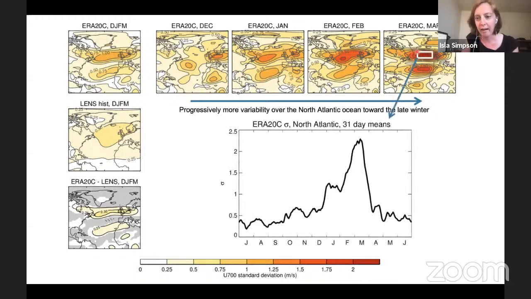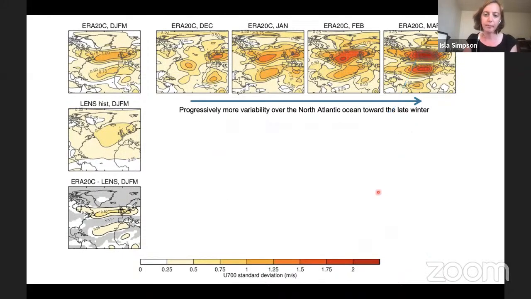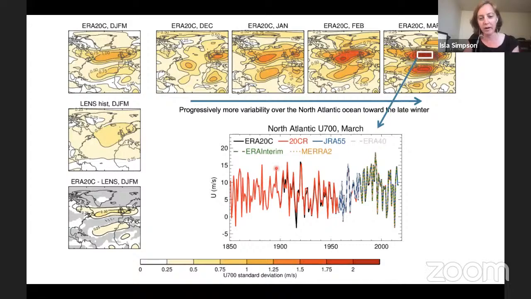So I'm just taking an average in this box here, and rather than looking at the monthly values, just taking the 31-day running means over the course of the year using daily data. So we can see the full seasonal cycle of this low frequency variability. And you can see it growing over the winter, maximizing in March, and then dropping way back down as you go into April. And then here's all the other reanalyses.